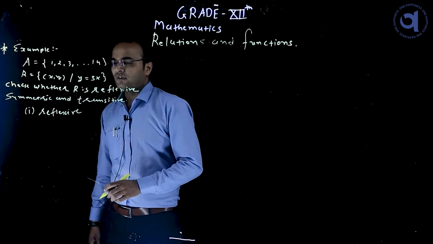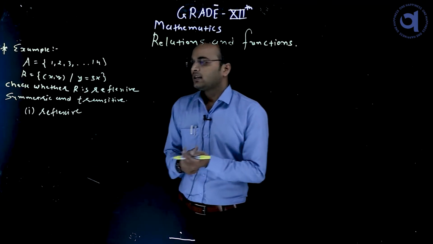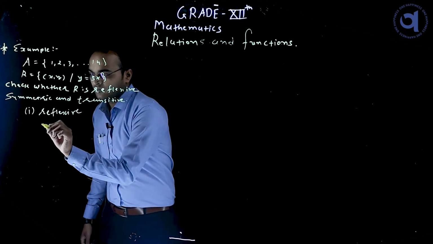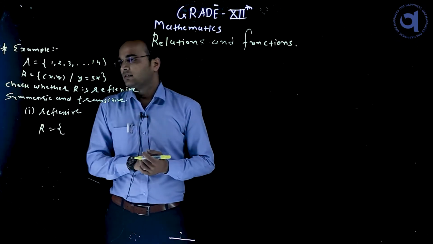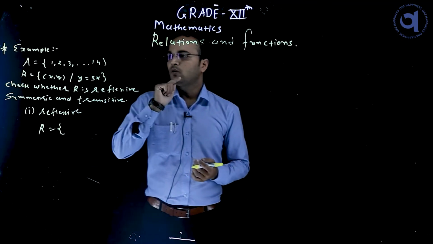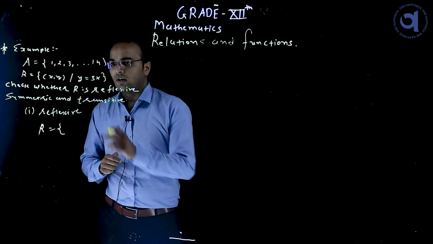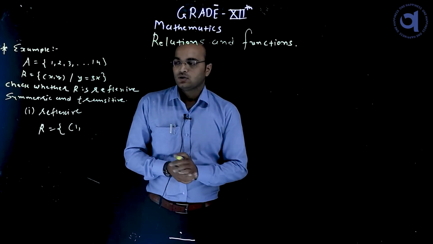So now for reflexive, first of all we list all the elements of relation R. So R is what? First list all the elements of R. What is (x, y)? Elements of set A, and set A has 1, 2, 3 up to 40. So now put the value x equal to 1 here. So y equals 3 into 1, so we get 3.